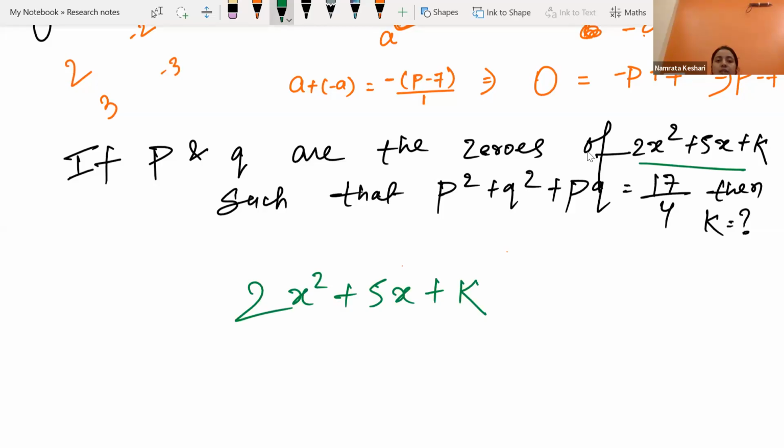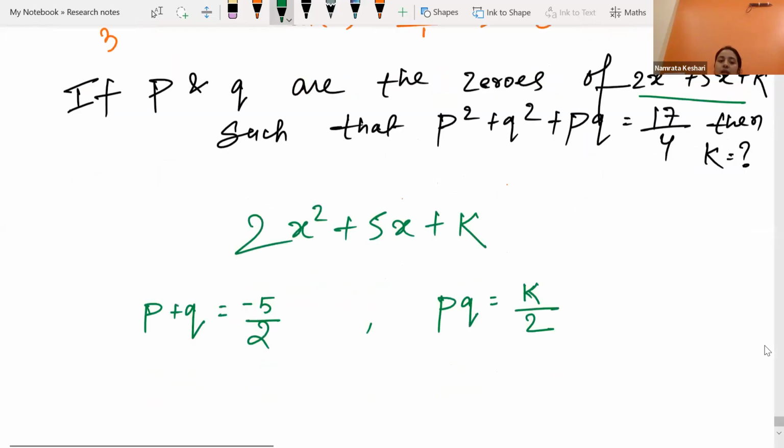So p and q are the zeros. If we have to find the sum of the zeros, it is minus b by a, that is minus 5/2. And if we have to find the product of the zeros, we get c by a, that is k/2. Now another equation is given, that is p square plus q square plus pq, that is 17 by 4.